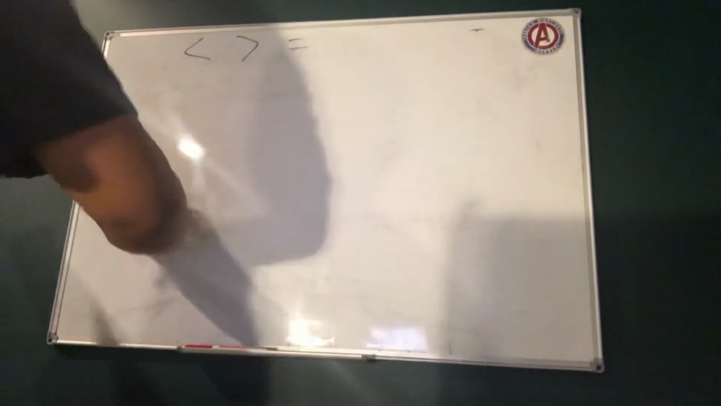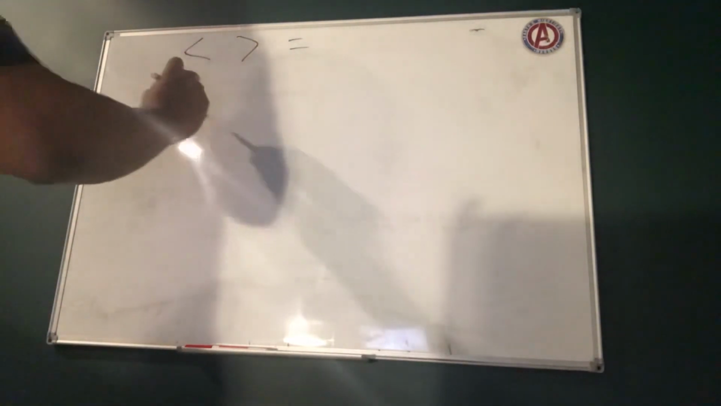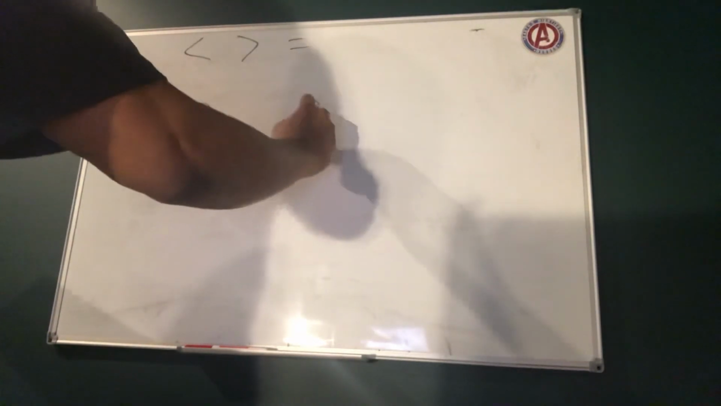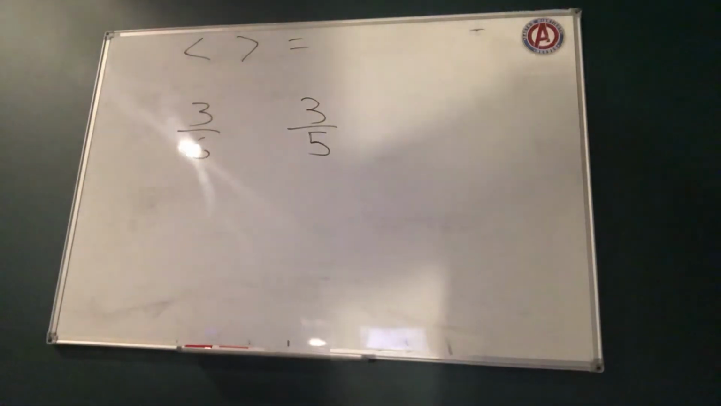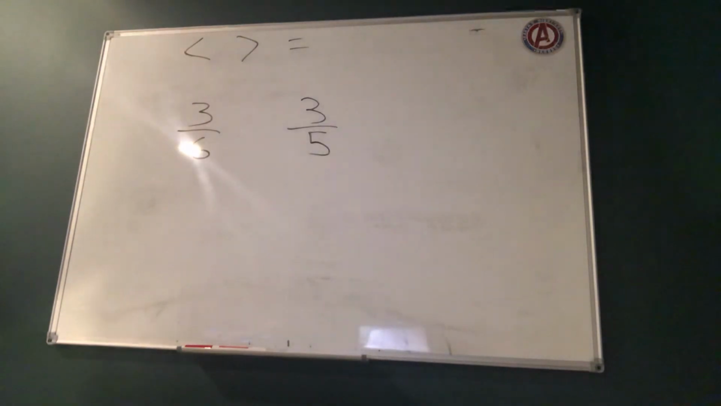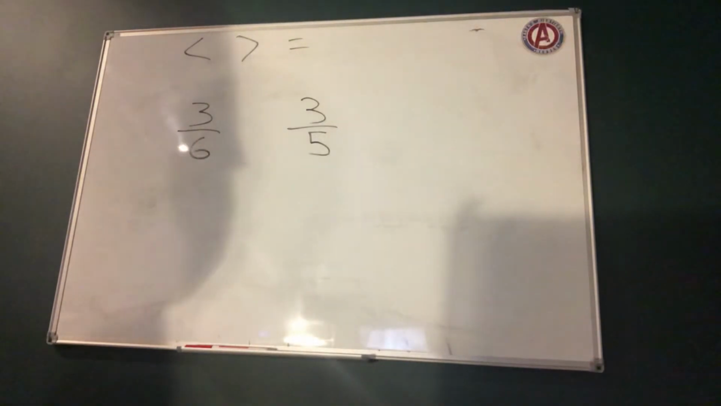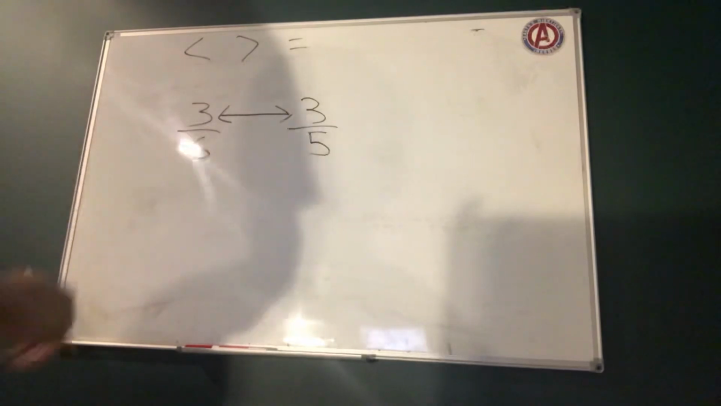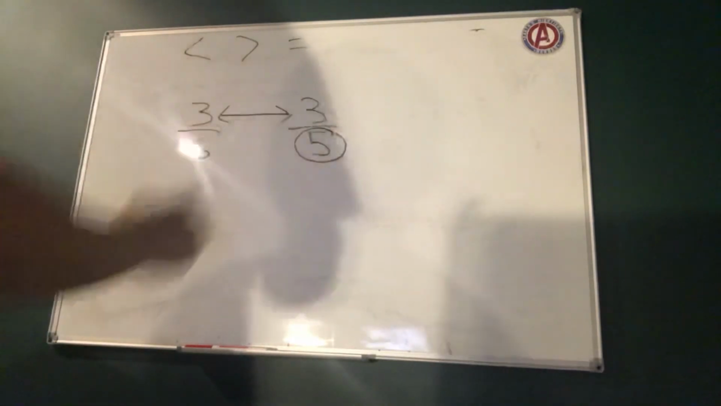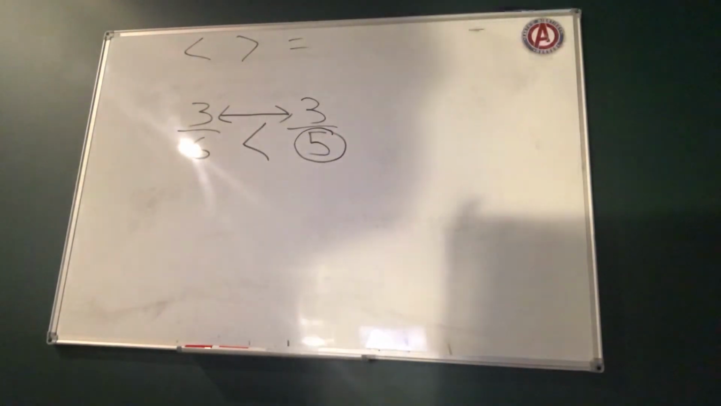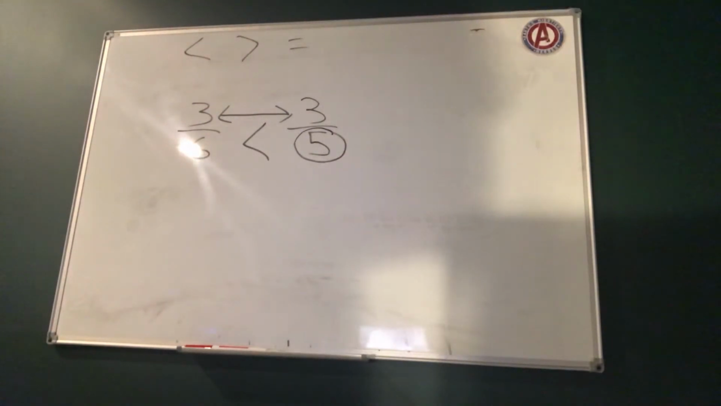Let me give you guys another one. I want you to pause the video after I put it up. Let's look at 3/6 and 3/5. Which fraction is larger? Pause the video, use what you know about the numerators being the same. So we have 3/6 and 3/5. Our numerators are the same. Our denominators are different. This denominator is smaller, so this is the larger fraction. Pac-Man will eat the 3/5.